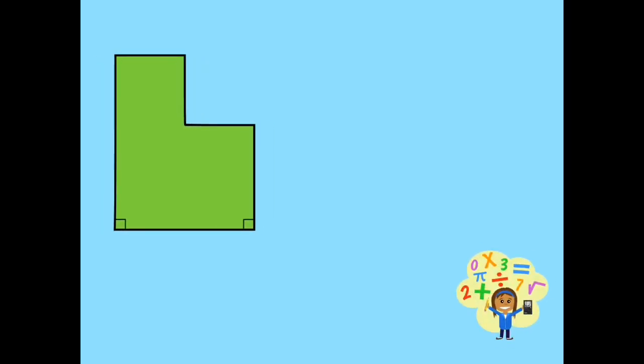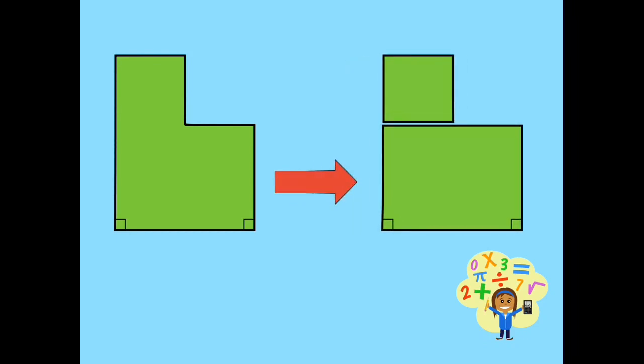Look at the given figure. What shapes can be formed if we split the given figure into two? In this figure, we can imagine two shapes joined together. This figure is made up of a square and a rectangle. This is an example of a composite figure.